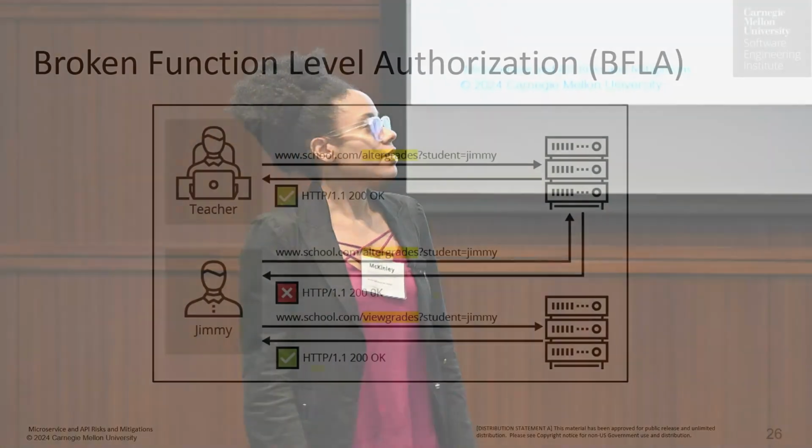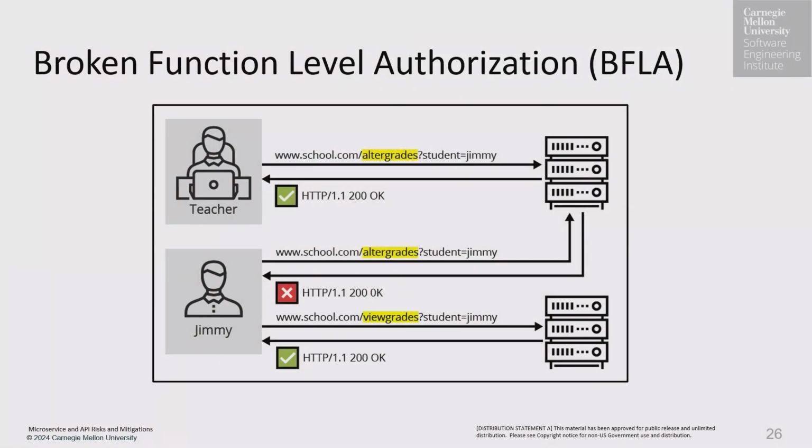And finally, we have broken function level authorization. This one is when a user is able to modify or delete data that they should not be able to modify. So say you're a teacher, you should be able to modify your students' grades. If you're a student, you should only be able to view them. But if a student is able to modify their own grades or anyone else's grades, then that is a broken function level authorization issue. And this vulnerability is most often associated with the endpoints themselves.